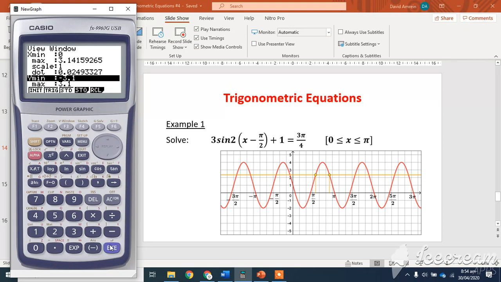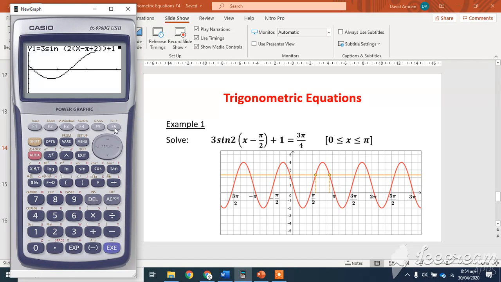Now, come down to my y min and max. My y minimum is negative 5. My y maximum is positive 5. So let's go negative 5 and positive 5. And let's push execute and draw the graph once more.